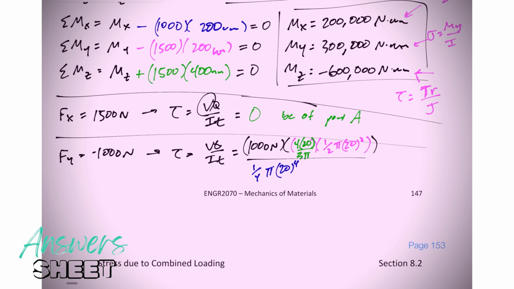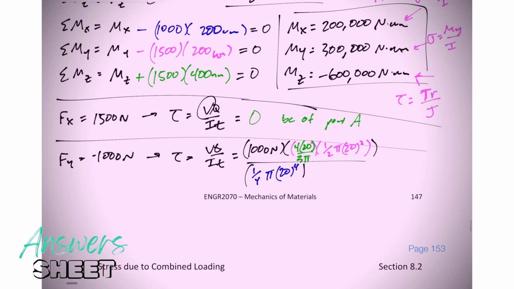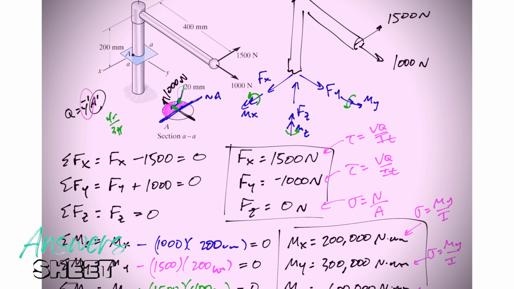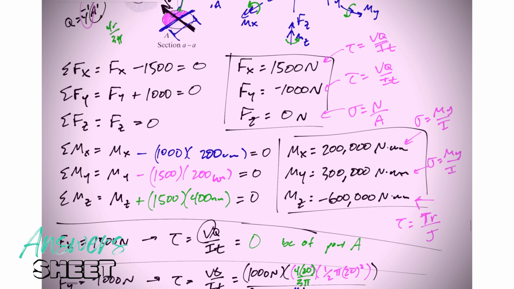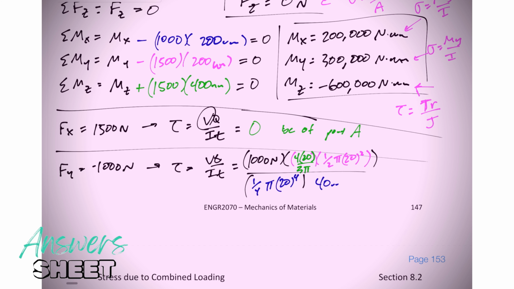All right. And then what is the thickness at the point that I'm interested in? The thickness right here is going to be perpendicular to this V. All right, this V is right here. So the thickness would be this distance right here, the diameter. The thickness would be the diameter, 40 millimeters. I think everything was in millimeters.